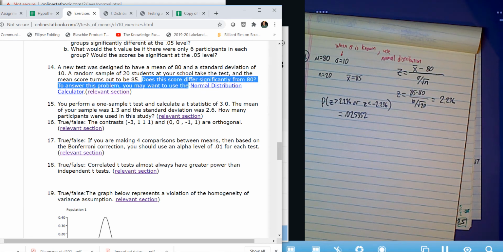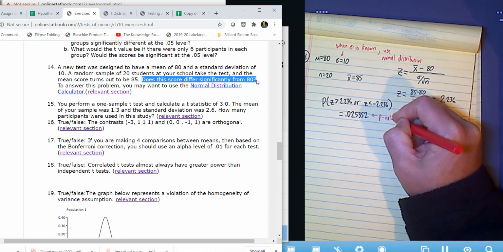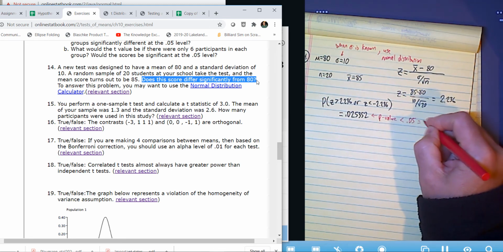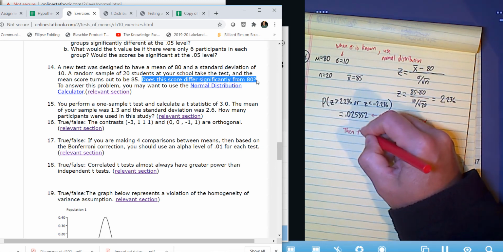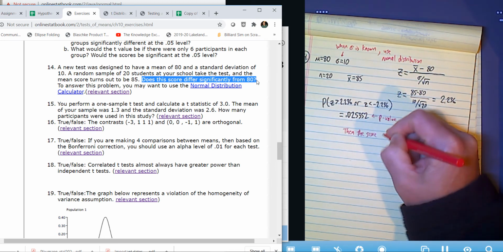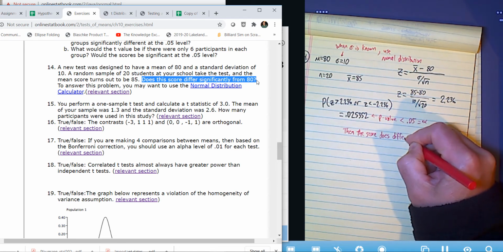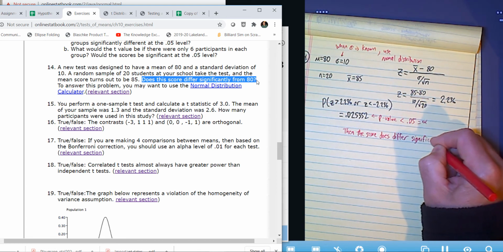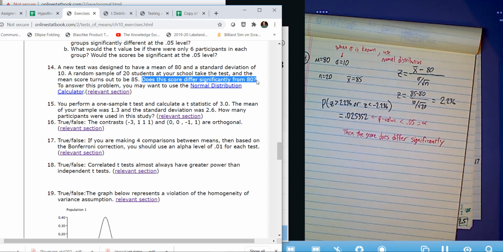They didn't say in this problem what alpha is, the significance level. It just says, does the score differ significantly from 80? This is my p-value. It's less than 0.05. So if this is my alpha, then the score does differ significantly. But I guess if they didn't tell you, if it was maybe 0.01, then it wouldn't be a significant difference. So that's the kind of thing that happens.